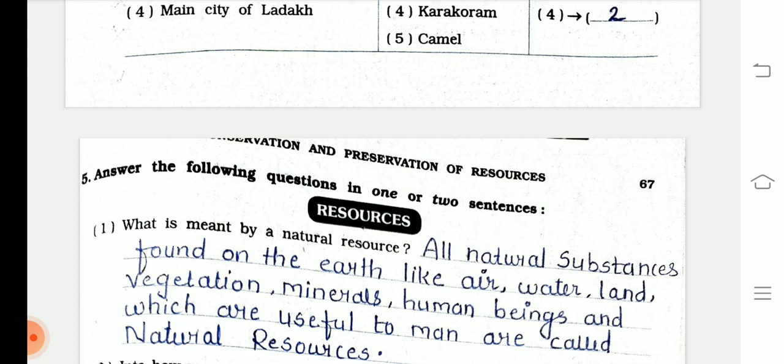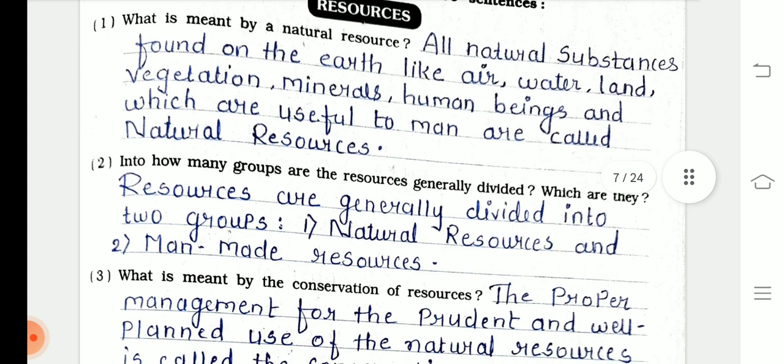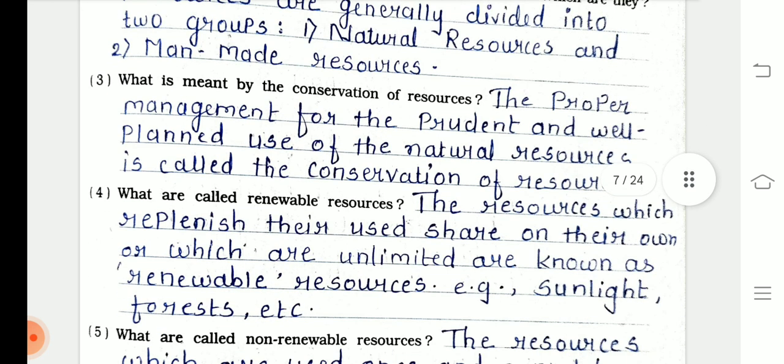Question number 1: What is meant by natural resource? All natural substances found on the earth like air, water, land, vegetation, minerals, human beings, which are useful to man are called natural resources. Second one: Into how many groups are resources generally divided? Resources are generally divided into 2 groups, natural resources and man-made resources. Third one: What is meant by the conservation of resources? The proper management and well planned use of natural resources is called conservation of resources.